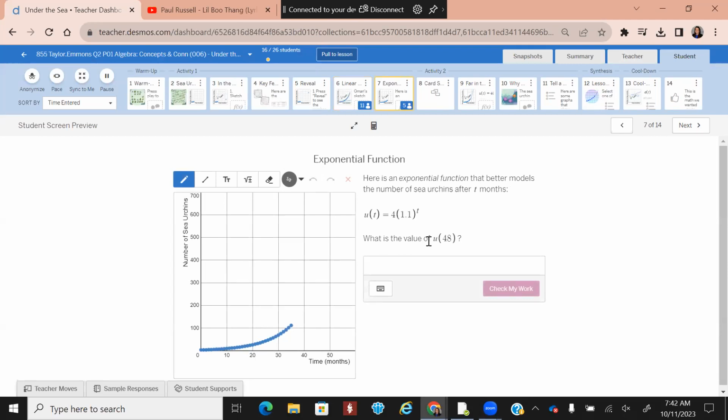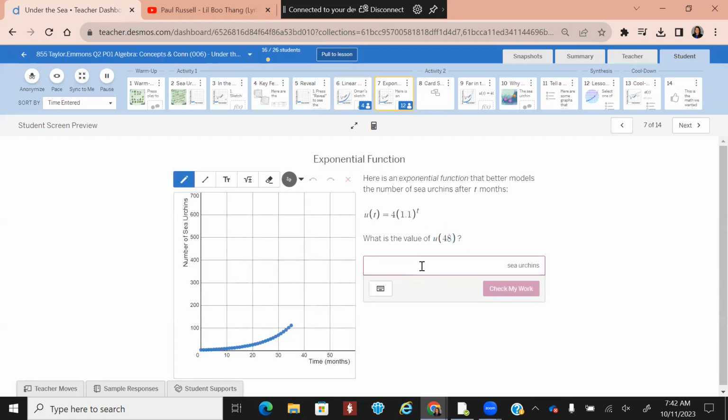Okay. Here's an exponential function that better models this sea urchin. What is the value of u of 48? What is this really asking you to do? What is it asking you to do with that 48? Okay, plug it in, right?